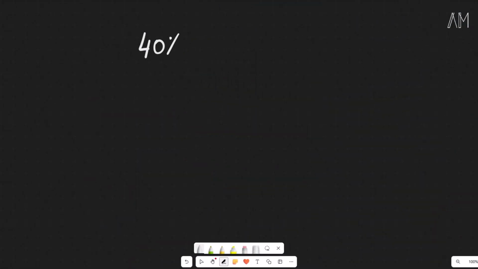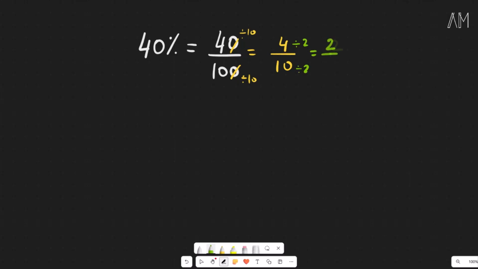Starting with the first example, as we said, 40% means 40 over 100. You might think we're done since it is already a fraction, but our work here is not done. We still have to simplify it to the simplest form. Here I notice that we have zeros up and down. That means I can divide both by 10, or simply cancel the zeros. I'll have 4 over 10, and I can still simplify by dividing both by 2. So it will become 2 over 5. And that's how 40% turns into a fraction.